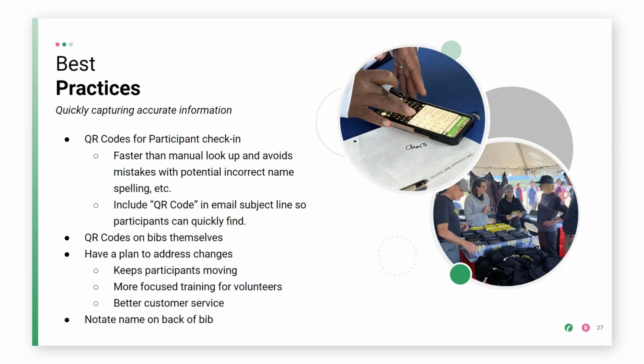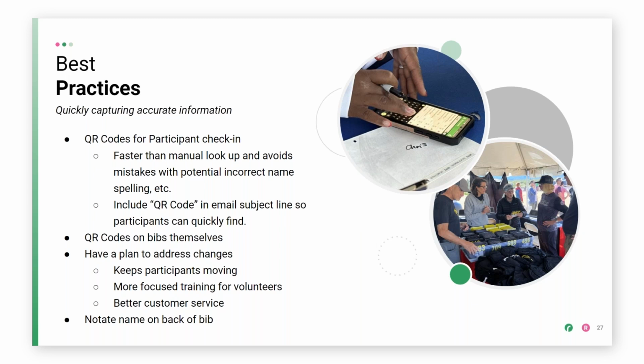So some best practices, again, QR codes, we're just going to keep hammering that. It is way more accurate than letting people type. And being able to use that registration ID, if sending out a pre-race email right before packet pickup that includes that, so that participants have it at the top of their inbox, is a really good practice.